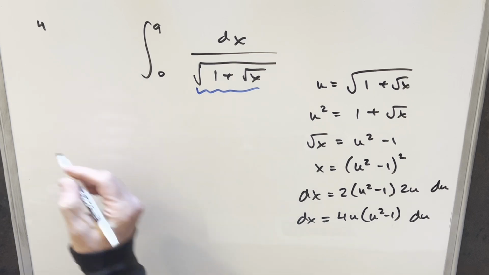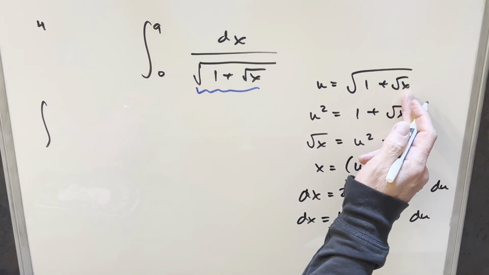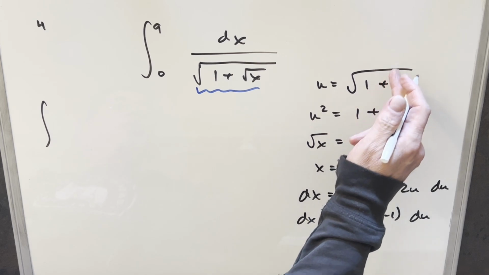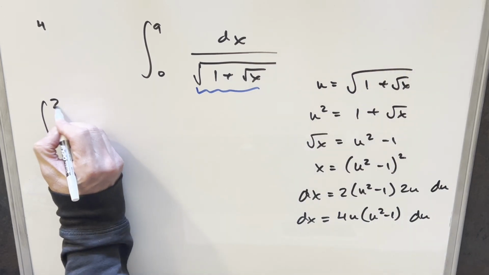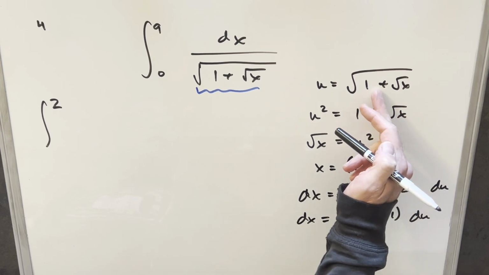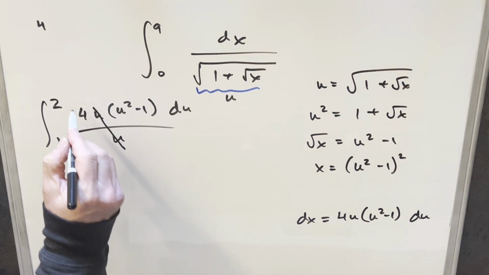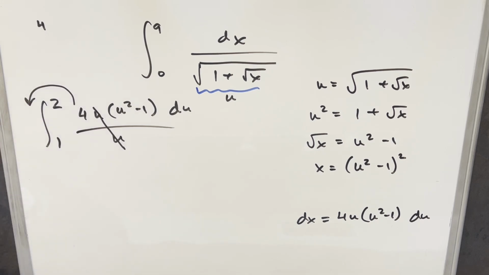Then next we'll go ahead and make the substitution. So plugging in 9 here, we get square root of 9 is 3. 3 plus 1 is 4. Square root of 4 gives me 2 for the upper bound. And then we take 0, plug it in here, we just get the square root of 1, or just 1. But then the u's are going to cancel, and I can pull a 4 out front of the integral. And what we're left with here is just going to be power rule.